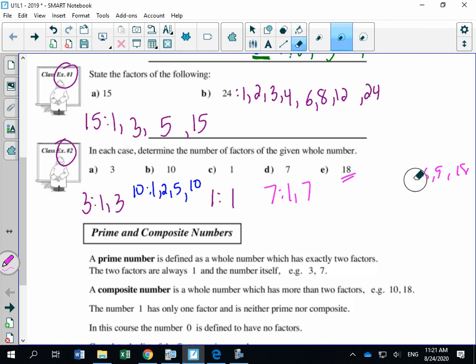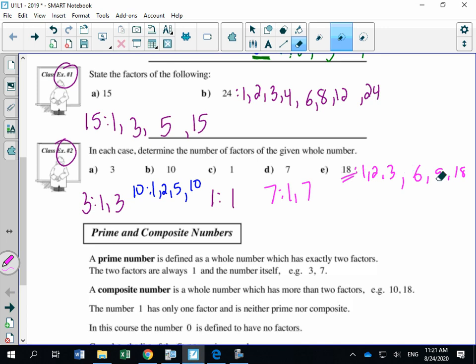Sorry, guys. Let's redo this. 18. Okay, so 18 divided by 1 is 18. 18 divided by 2 is 9. Oh, maybe I did have it right. 18 divided by 3 is 6. And 4 is not a factor, nor is 5. So those are the factors.